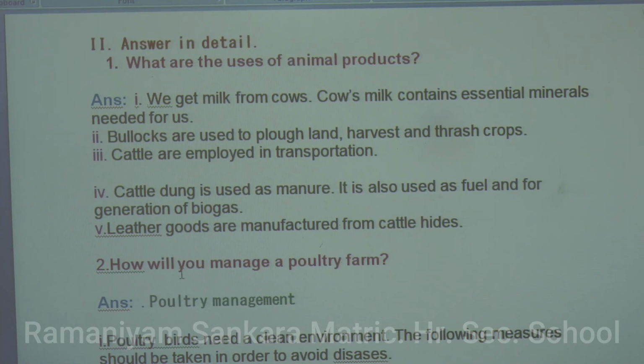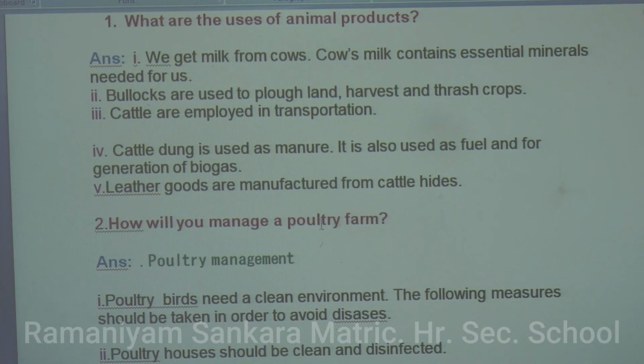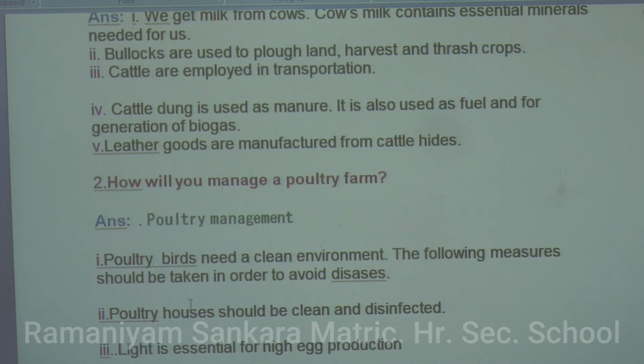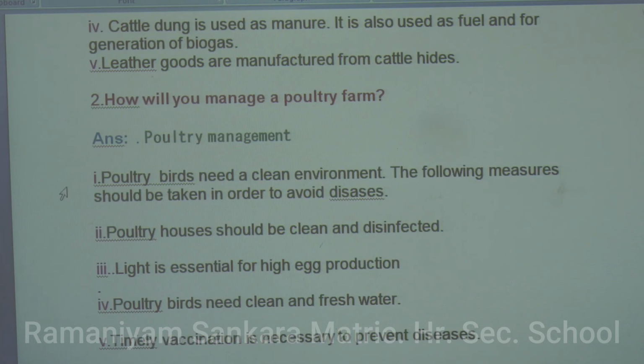Okay, and next, how will you manage a poultry farm? How should we manage it? Poultry birds need a clean environment. The following measures should be taken in order to avoid diseases. First, it needs a clean environment. Whether it is a poultry farm or a dairy farm, we should keep a clean environment. Poultry houses should be clean and disinfected, so that disease does not spread easily.